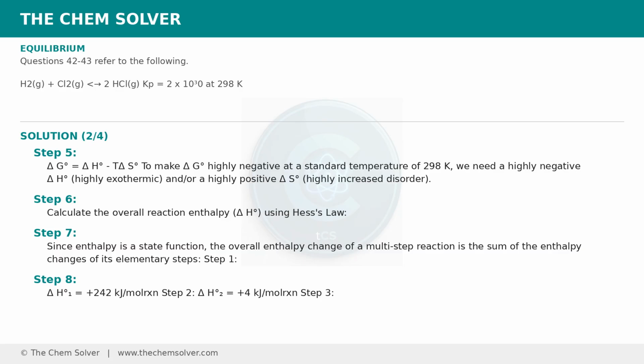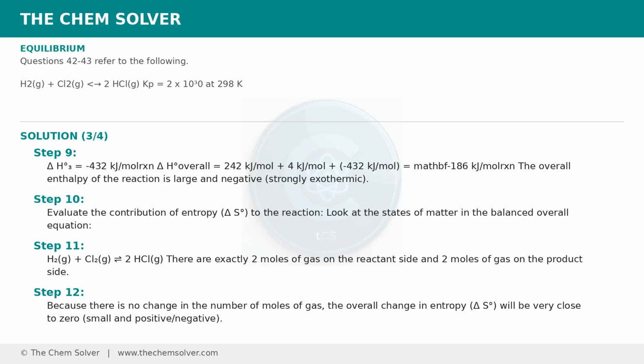Calculate the overall reaction enthalpy, delta H degrees, using Hess's law. Since enthalpy is a state function, the overall enthalpy change of a multi-step reaction is the sum of the enthalpy changes of its elementary steps. Step 1, delta H degrees 1 is equal to plus 242 kilojoules per mole of reaction. Step 2, delta H degrees 2 is equal to plus 4 kilojoules per mole of reaction. Step 3, delta H degrees 3 is equal to minus 432 kilojoules per mole of reaction.